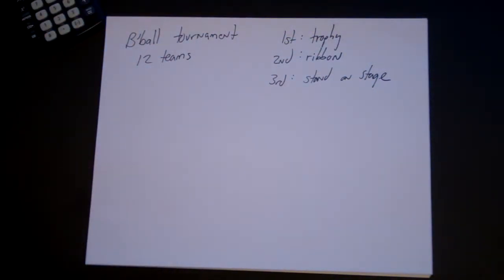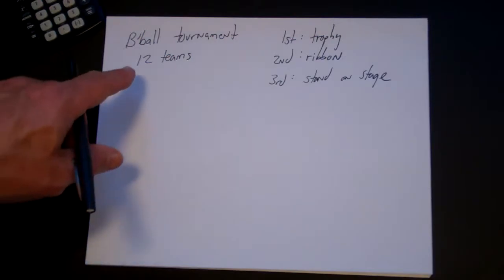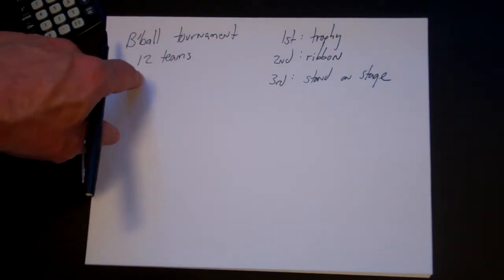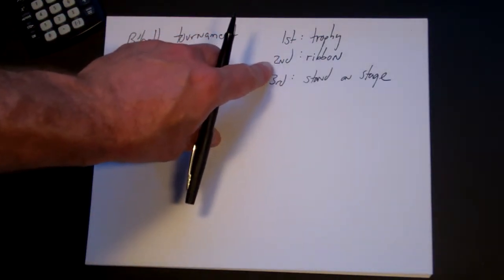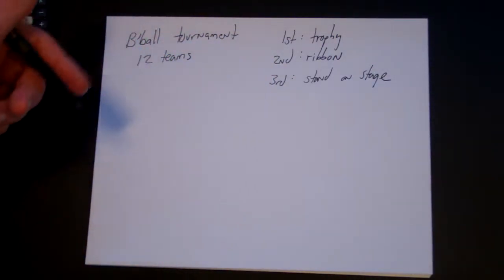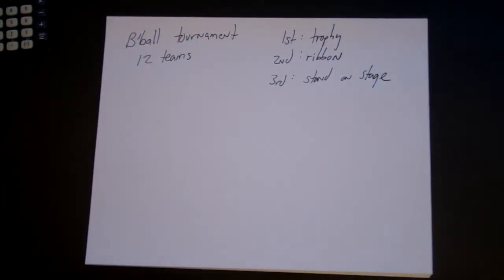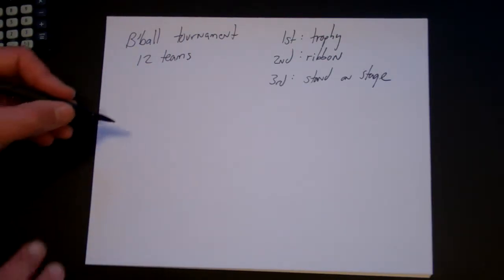The question is, if you're one of 12 teams in a basketball tournament, and there's a first prize, a second prize, and a third prize, do you distinguish between first, second, and third place? And the answer is yes, of course. First place is ahead of second place, so we say order matters.